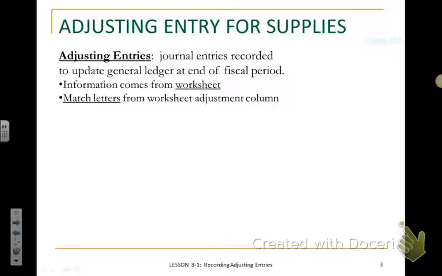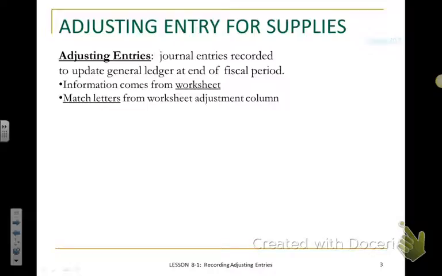But really, the two parts of each adjustment. So your supplies, you credited, and then you debited the supplies expense. That would be entry A. And then B, if we did prepaid insurance, we had a credit to our prepaid insurance, and then a debit to our insurance expense. So that would be the B transaction. The A and the B just went together to show you the debit and credit part of each adjustment.